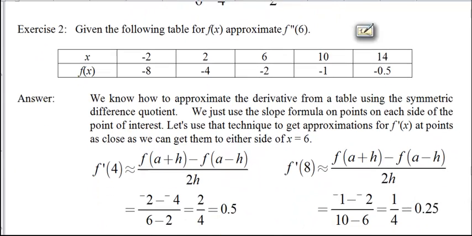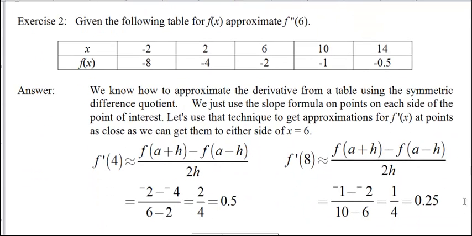Well, if we use our same technique, we'll basically be using the slope formula here from 2 to 6. So that gives us a delta x of 6 minus 2 is 4 for the denominator. A delta y of negative 2 minus negative 4 is 2 for the numerator. That works out to be 1/2 or 0.5. And where is that going to be approximating? It's going to be approximating the derivative halfway between 2 and 6. So 6 plus 2 is 8, divided by 2 is 4. 4 is exactly halfway between 2 and 6. So there's our approximation of f prime at 4.